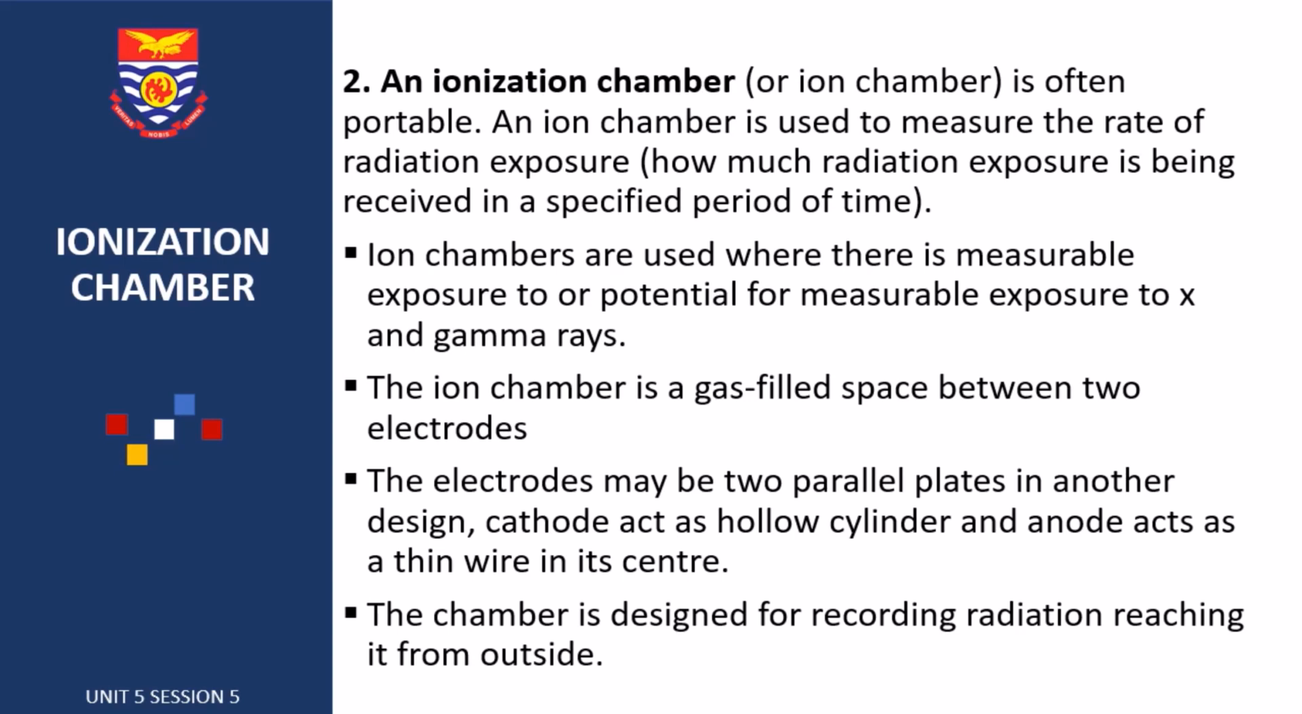The ion chamber is a gas-filled space between two electrodes. The electrodes, which are cathodes and anodes, are usually arranged parallel to each other. The cathode acts as a hollow cylinder, and then the anode acts as a thin wire in its center. In this way, the chamber is able to record radiations that reach it from the outside.